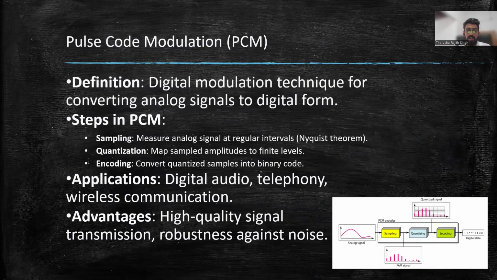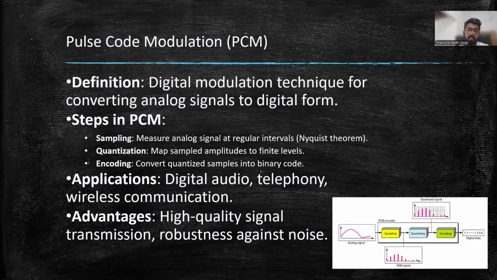Okay, now we'll discuss pulse code modulation. Pulse code modulation is a widely used digital modulation technique for converting an analog signal into a digital form. PCM is essential in wireless communication systems due to its ability to provide high quality signal transmission and robustness against noise.